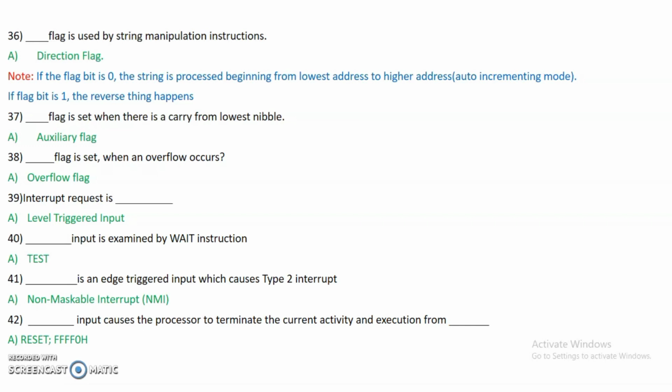So whenever there is an H after any value, it means that it is a hexadecimal. It is representing hexadecimal. So don't think of H also as a digit. It is denoting hexadecimal.